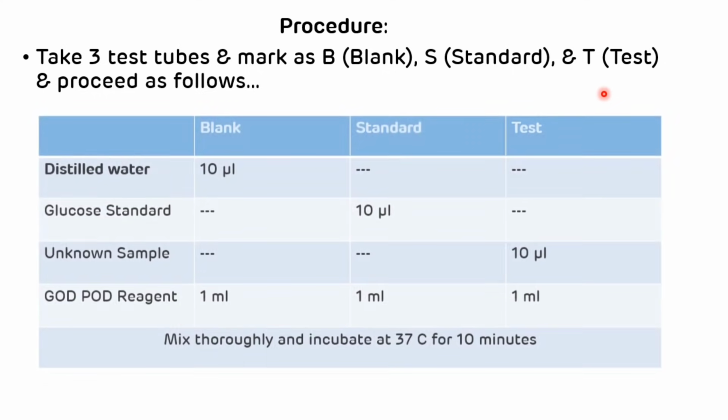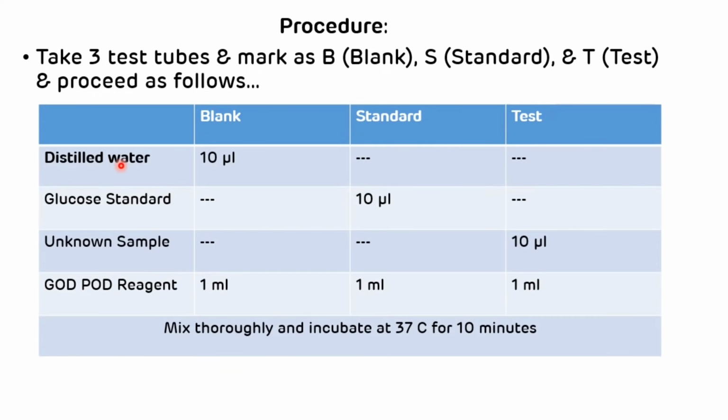Now, procedure for glucose estimation by GOD-POD method. First you have to take three test tubes and label them as blank, standard, and test, and then proceed as follows. In the blank test tube, take 10 microliter of blank. Then take glucose standard in the standard test tube, 10 microliter, and then add unknown sample, 10 microliter, in the test tube.